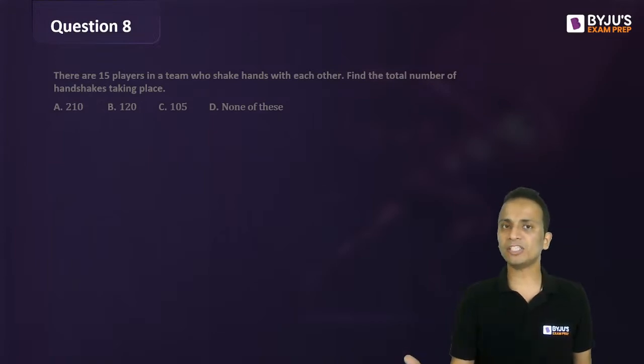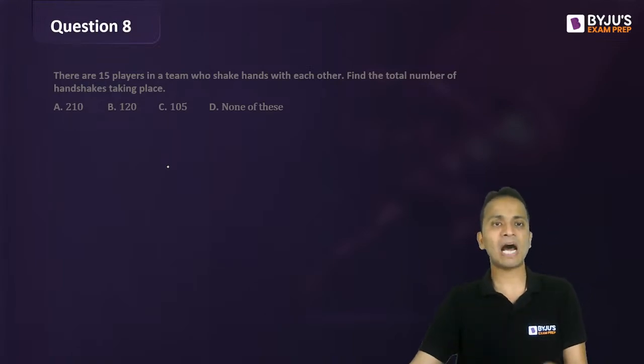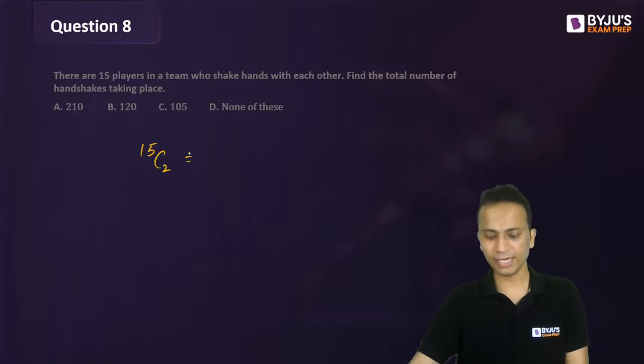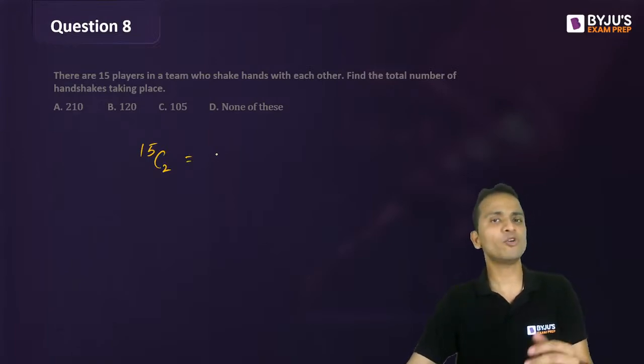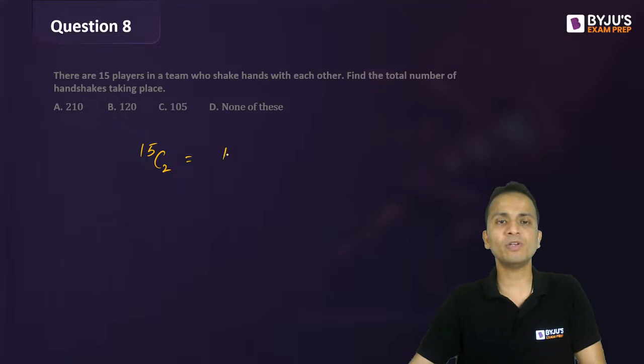So the number of handshakes effectively will be the number of ways of selecting two people out of 15 people. And that is 15C2. Okay, simplify this 15C2 and you will get the answer. So 15C2 will be 15 into 14 divided by 2. You can apply the formula. So this will come out to be 105.